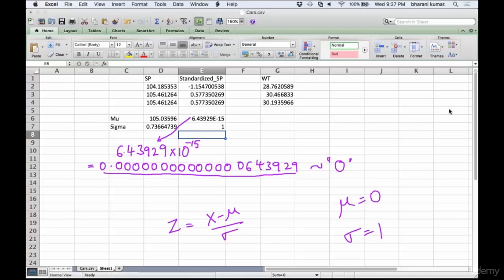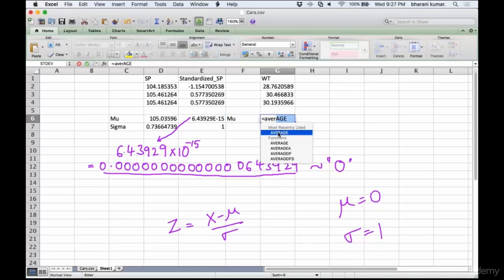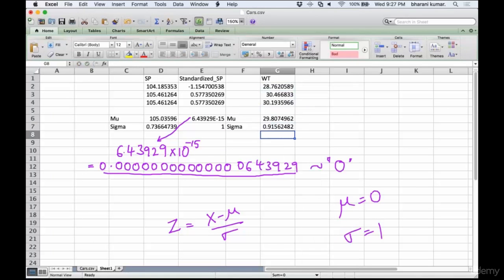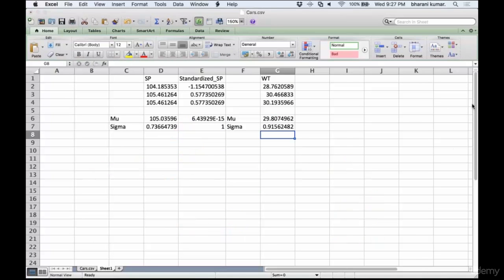Let me show you the standardized value for weight. So if you want to calculate the mu, it is the average of all these values, and if you want to calculate sigma, it is the standard deviation of all these values. What is the formula for standardization? Z is equal to X minus mu over sigma. So let me erase this. The formula is simple. Z is equal to X minus mu over sigma.